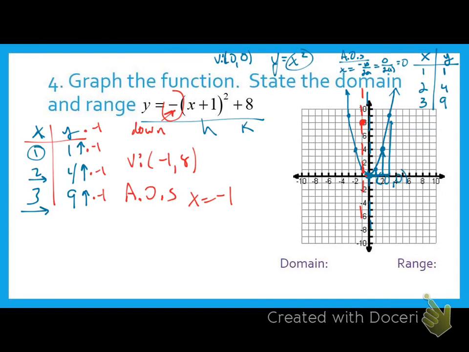So now, instead of going up 1, up 4, up 9, I'm going to go down 1, down 4, down 9. So I'm still going to walk over from the vertex. So if I walk over 1, I'm going to go down 1 to get to the next point. If I go over 2, I'm going to go down 4 to get to the next point. And if I go over 3, I'm going to go down 9 to get to the last point.